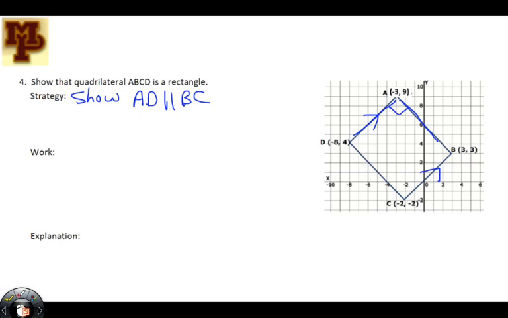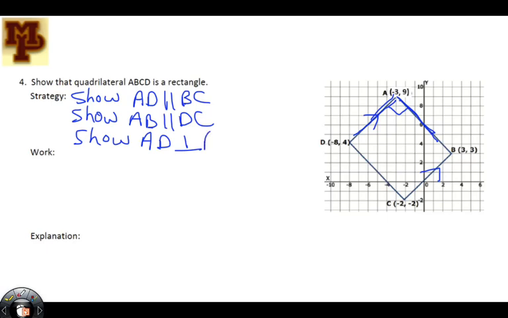And then we're going to show the other opposite sides, because we're going to make it a parallelogram first. So we're going to say AB is parallel to DC, and then we're going to compare these slopes and see if we have opposite reciprocals. So we're going to show that AD is perpendicular to AB, and the work is going to be just slopes.